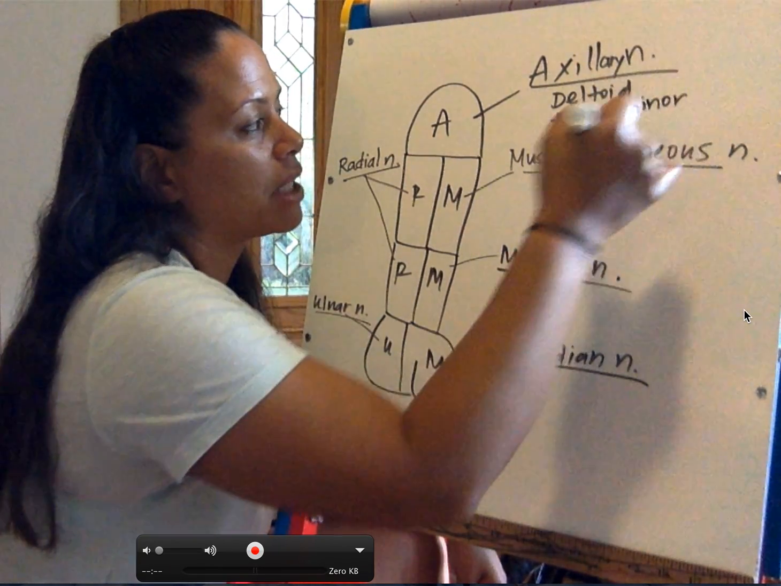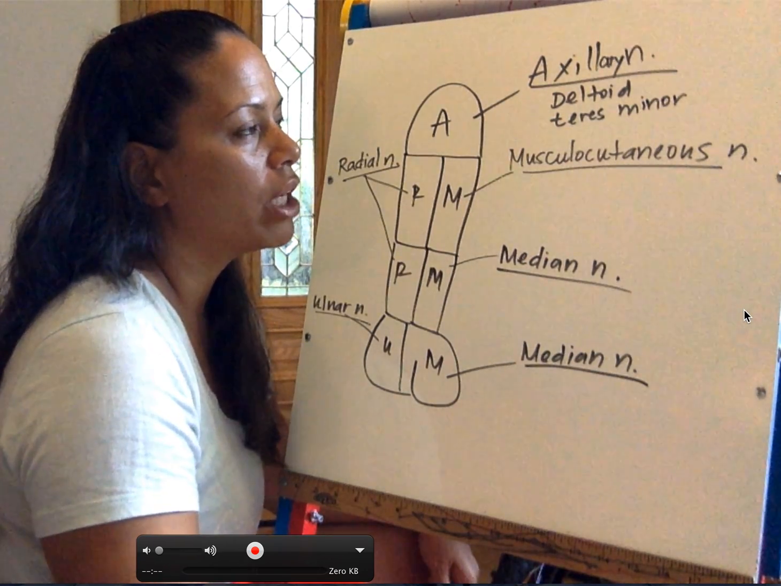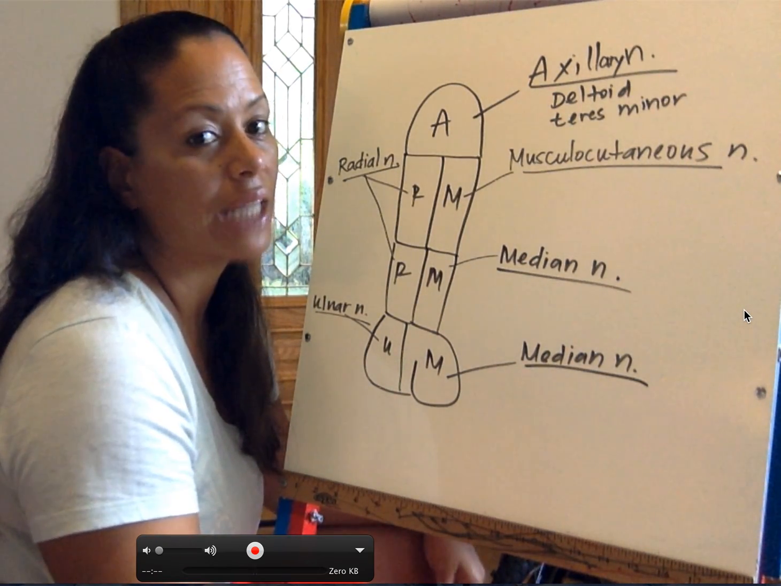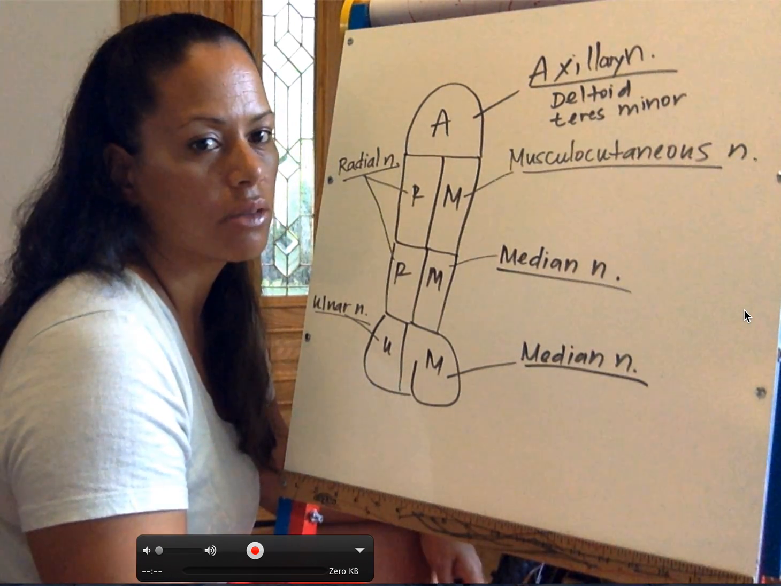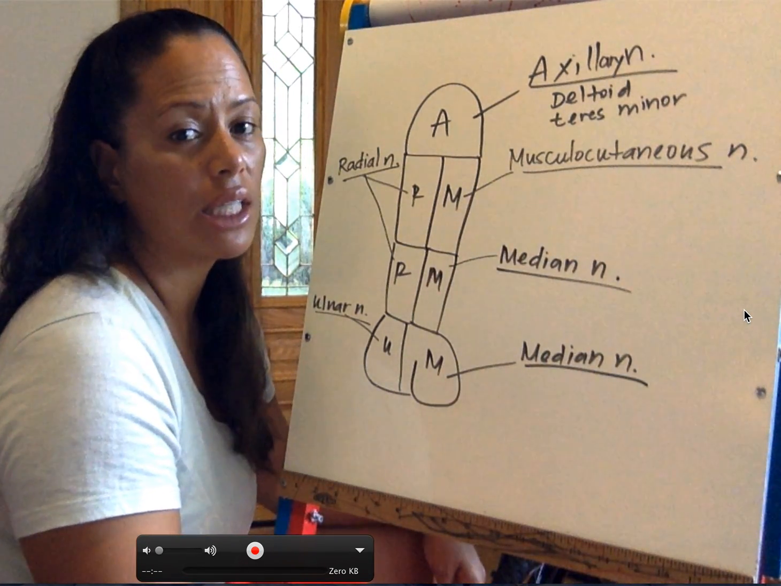You need to know these because I might ask something like, okay, what nerve controls the deltoid muscle, or the muscles of the shoulder? And you have to say axillary. Musculocutaneous, that one's pretty easy, right?